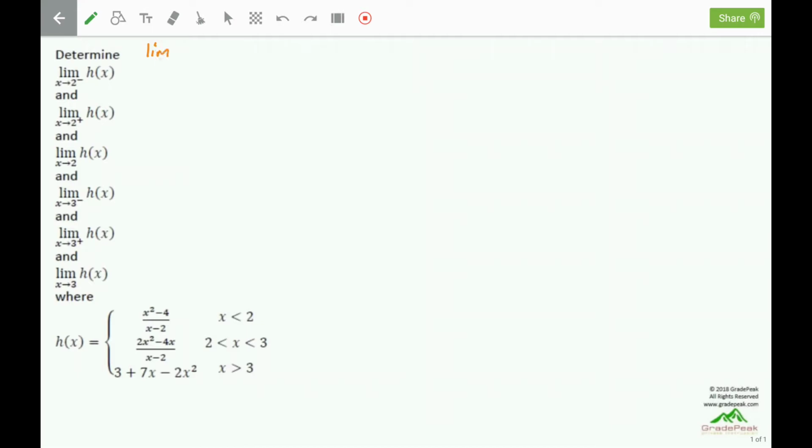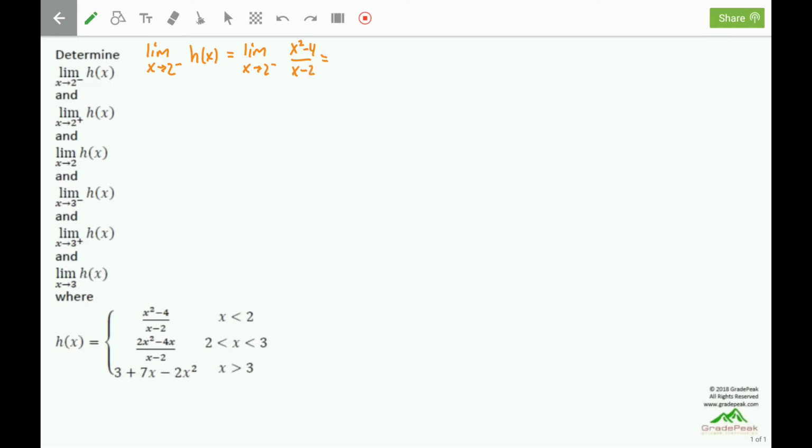The first limit we want to determine here is the left side of 2, indicated by the negative superscript on the 2 of h of x. The left side of 2 on the number line is less positive than 2, or simply less than 2. And if we look down at the split expression function for less than 2, we will want to use that expression for h of x. So we can now replace h of x with x squared minus 4 over x minus 2 for this situation.